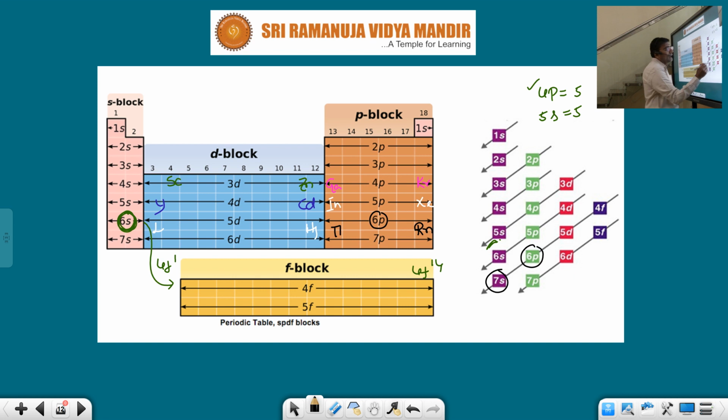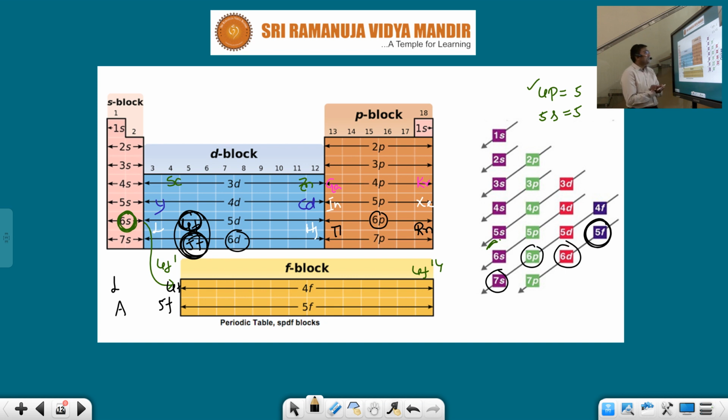Now, be careful here. After 7s, 5f is coming. So 5f is separated here. Again, this is 5f, and this is 4f. They are called lanthanides and actinides. I hope you got to know how they are separated. Now, listen carefully. After 5f, 6d is coming. So 6d is again kept here. Here 4f is separated and 5f is separated. Before 5d, 4f is coming. Before 6d, 5f is coming. So these are lanthanides and these are actinides. Both are separated. I hope you are very clear.